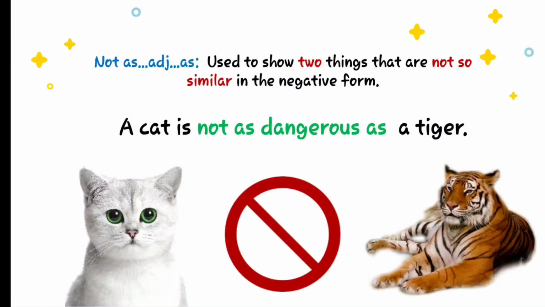We use not as, adjective, as to show two things that are not so similar in the negative form. For example, a cat is not as dangerous as a tiger. In this sentence, we are comparing two different animals.